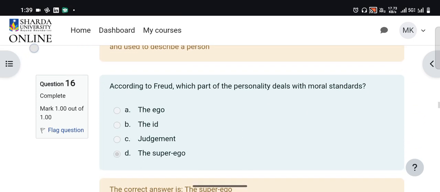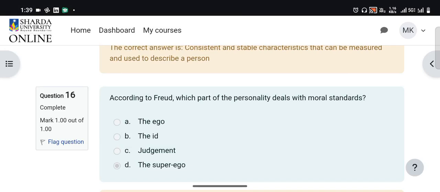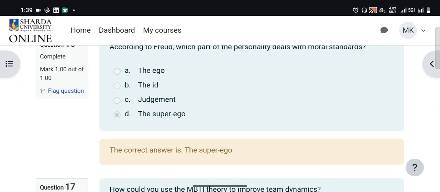Question number 16. According to Freud, which part of the personality deals with moral standards? Option A, the ego. Option B, the id. Option C, the judgment. Option D, the superego. The correct answer is the superego.